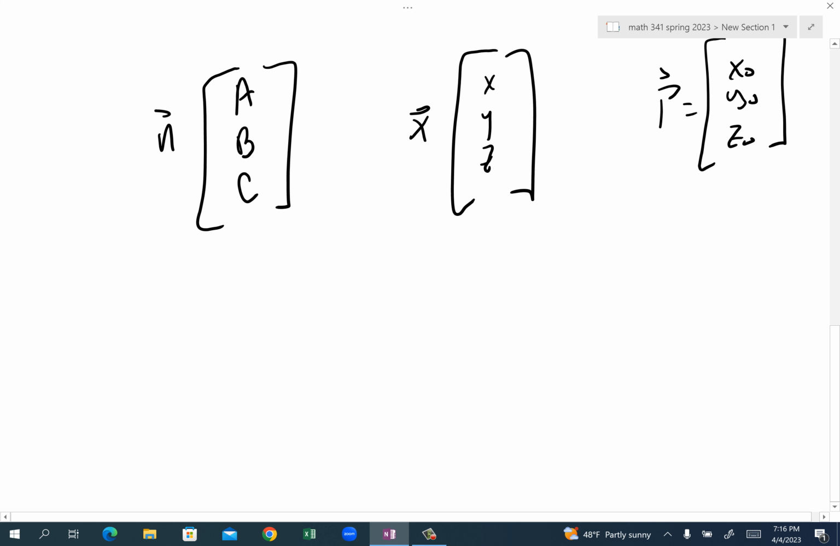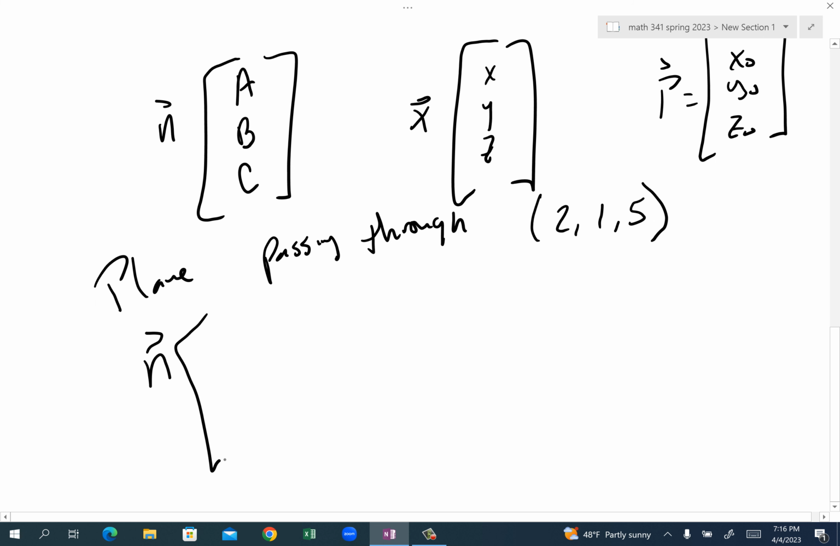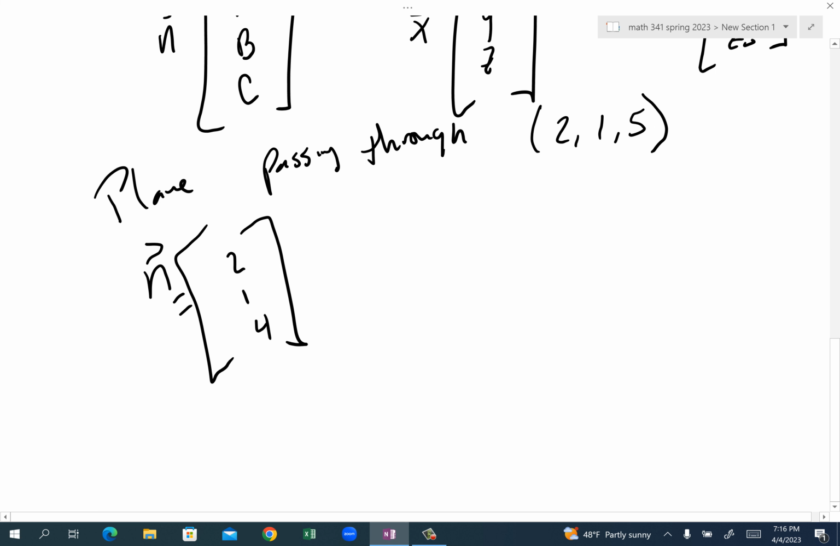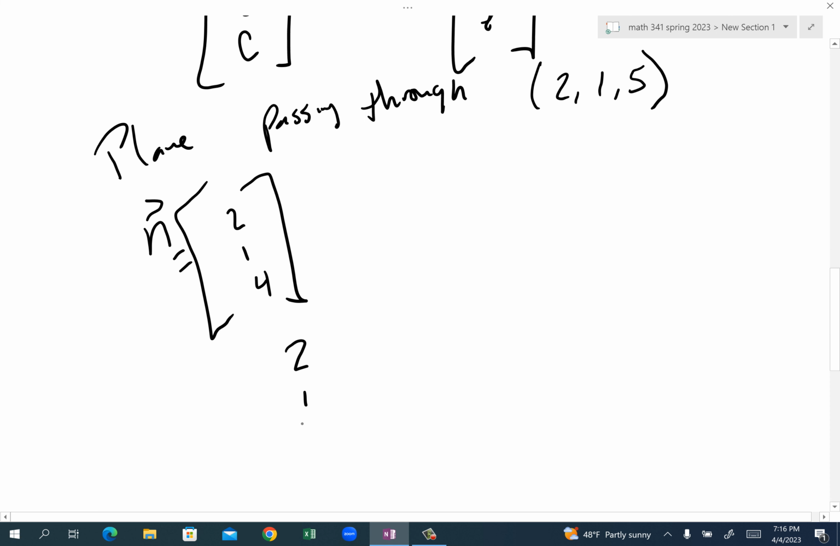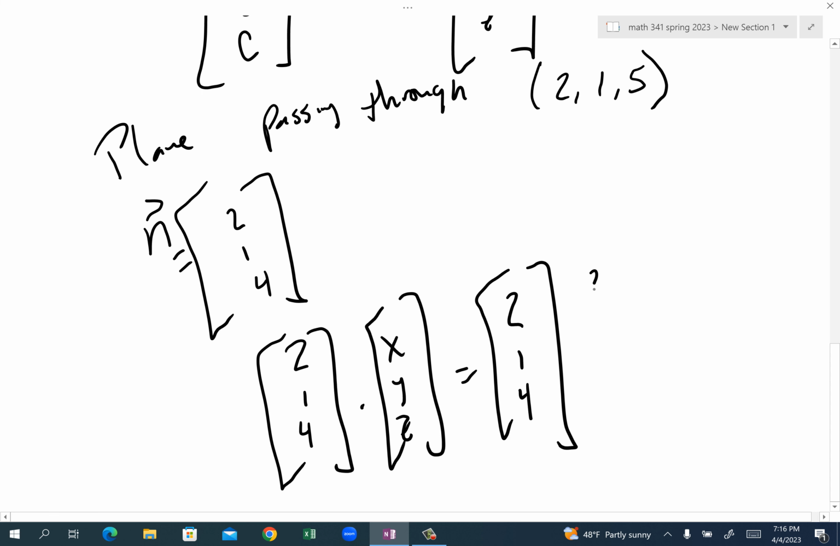So if I say to you, I want the plane passing through, I don't know, 2, 1, 5. Sweet. And with a normal vector equal to 2, 1, 4, then you're literally going to write 2, 1, 4 dot x, y, z equals 2, 1, 4 dot 2, 1, 5.